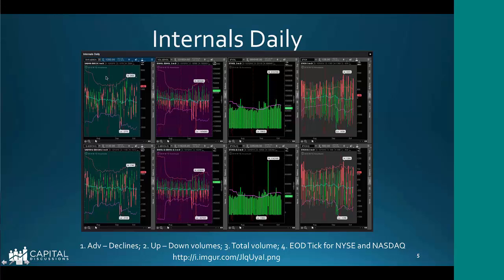Okay, so I look at advancers minus decliners. Again, that's column number 1. I'm sorry, I made the same mistake again. Column number 2 is the up volume minus the down volume. Again, New York Stock Exchange and the NASDAQ. Then I look at what the total volume is.